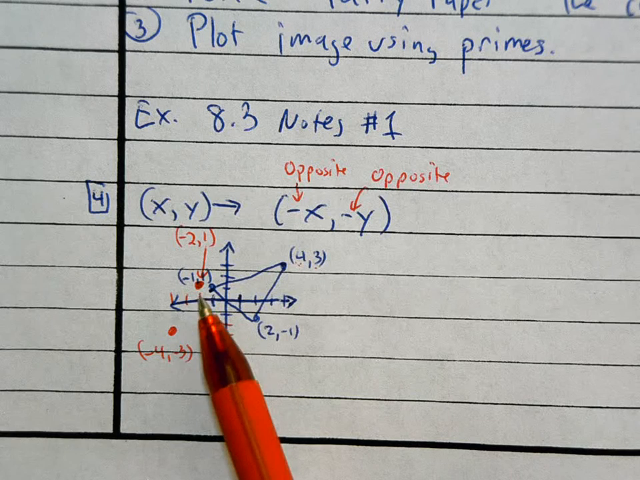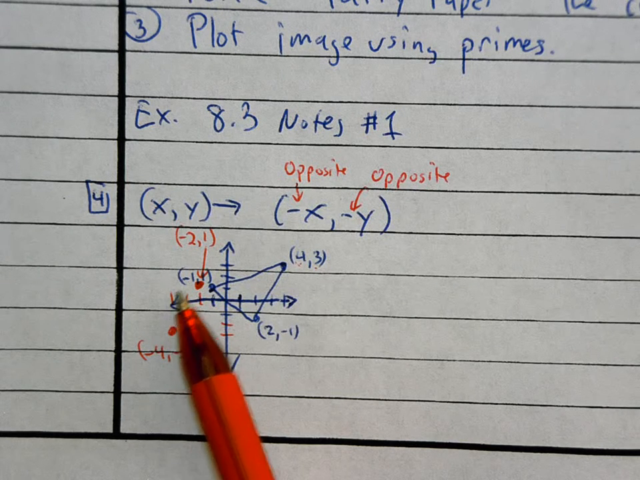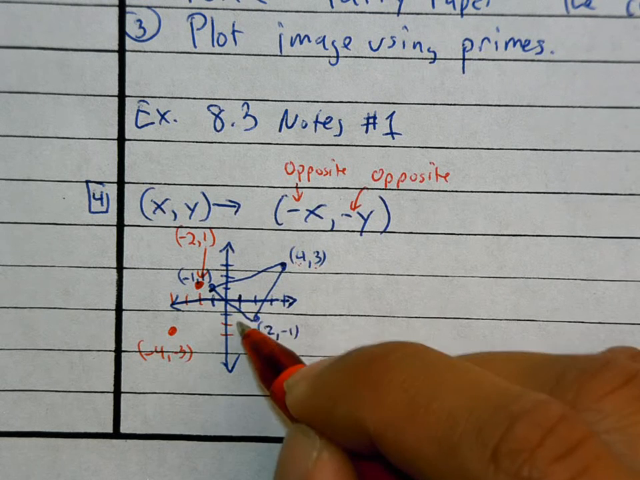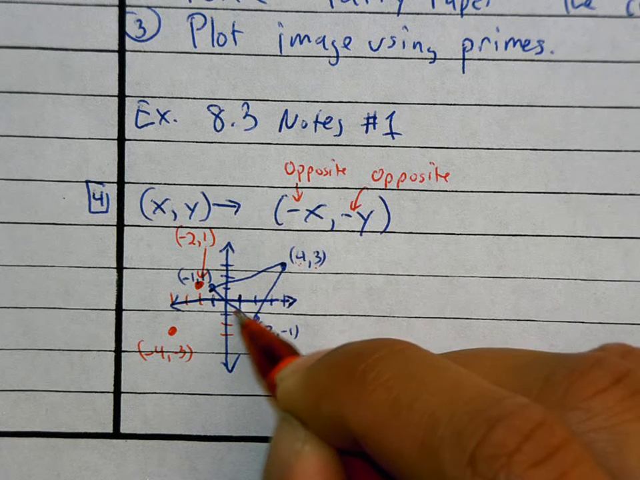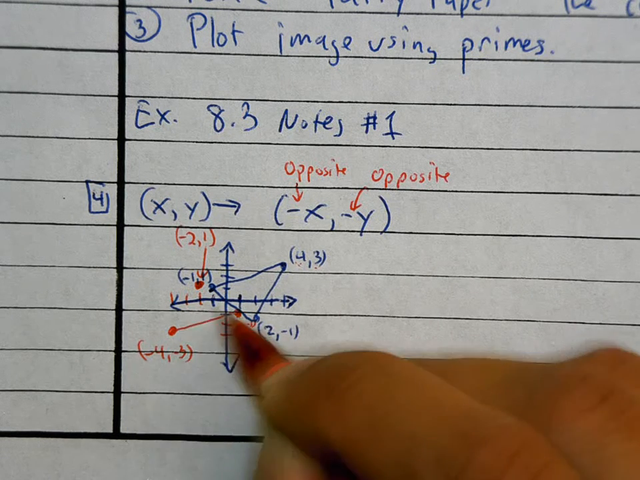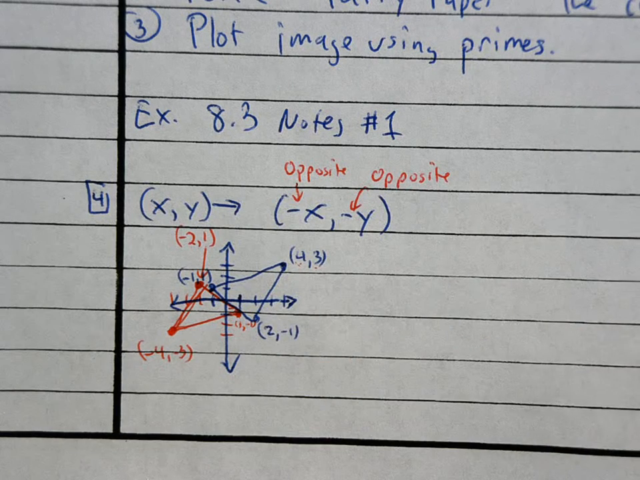I have one more point to do, which is this (-1, 1). I have to do the opposite of that x. What's the opposite of -1? And the opposite of that one. (1, -1), I believe, is right here. (1, -1), and I'm going to connect these dots. And I have this red shape.